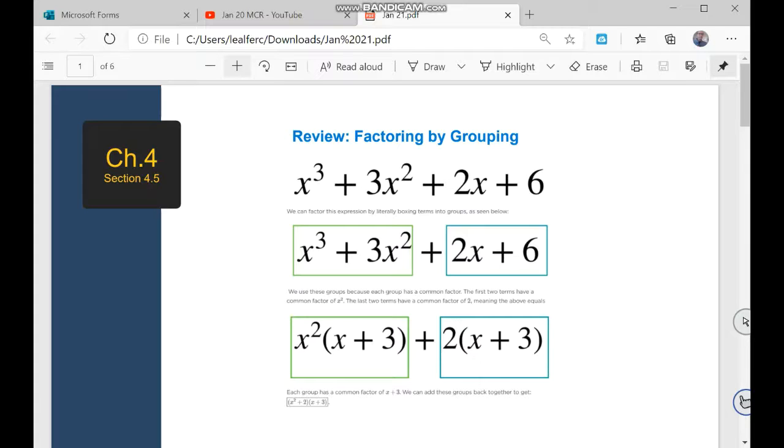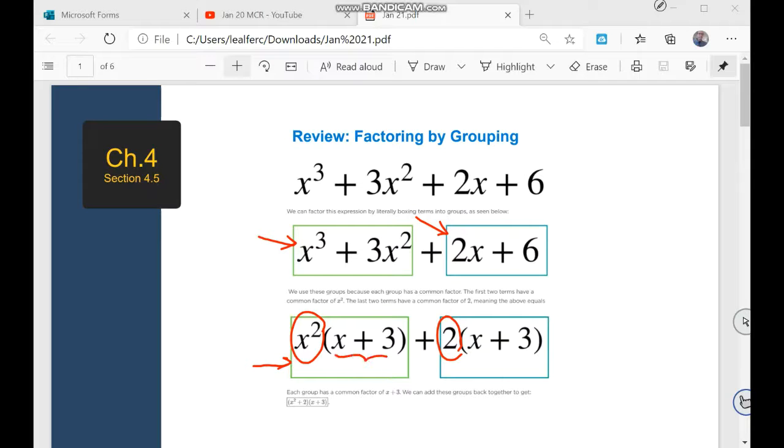Check this out. I'll use the wall. You can factor out from this first pair here x squared. From the second pair here, you can factor out 2. So you can find the greatest common factor from each pair, and then you're gonna end up with 2 terms.